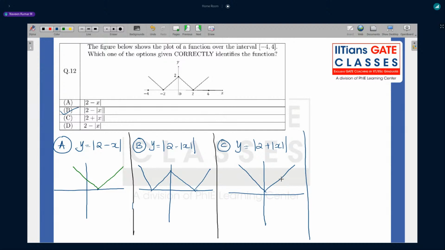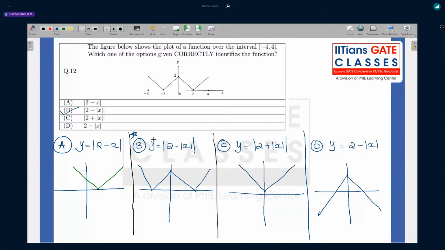Good. And now option number D is y is equal to 2 minus simply modulus of x. Here initially we have just drawn like this, right? After that we have cut it and we have gone in the positive axis. The same way you need to go to the positive axis. Simply draw like this. That's it. If there is another modulus, then this will go this side. That's it. So option number B is the right answer.